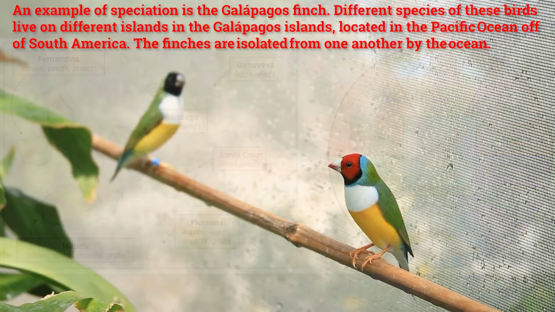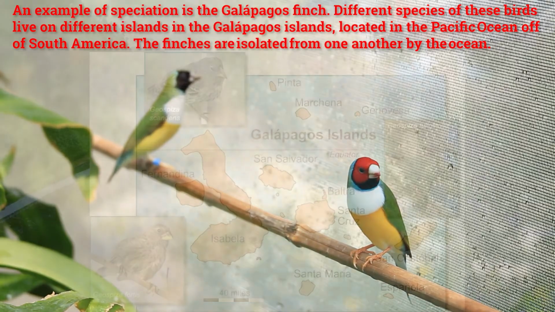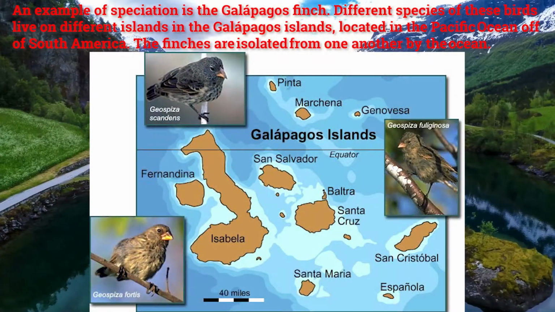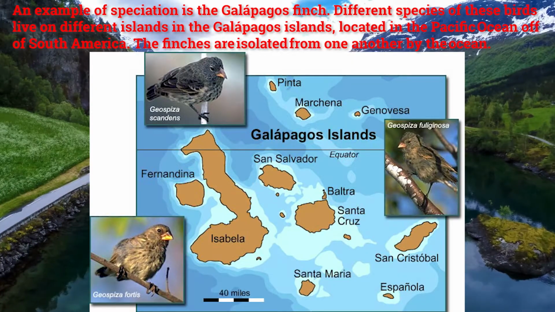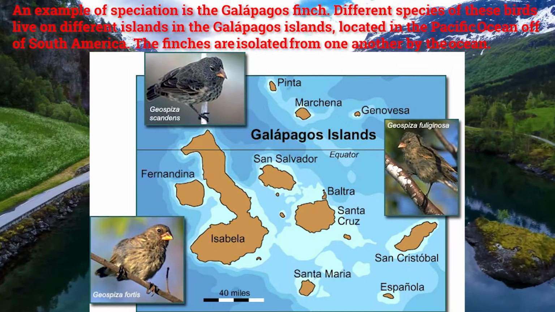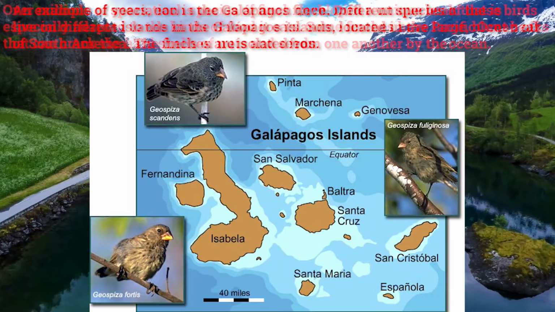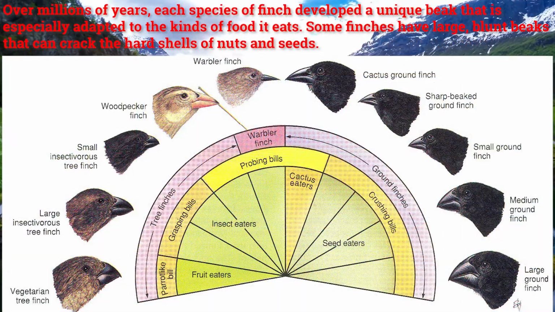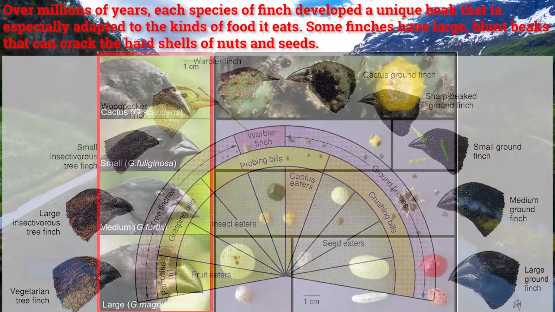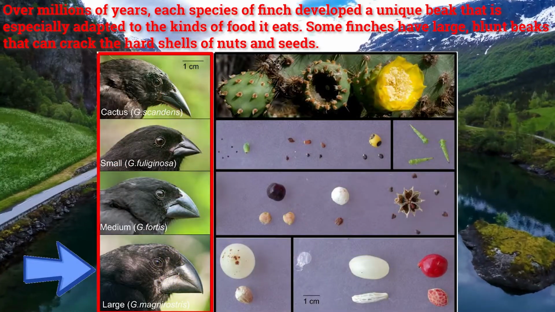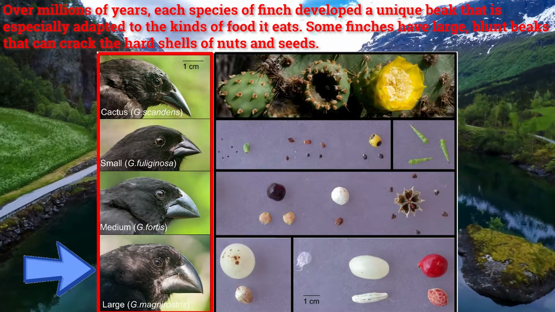An example of speciation is the Galapagos finch. Different species of these birds live on different islands in the Galapagos, located in the Pacific Ocean off of South America. The finches are isolated from one another by the ocean. Over millions of years, each species of finch developed a unique beak that is especially adapted to the kinds of food it eats. Some finches have large, blunt beaks that can crack the hard shells of nuts and seeds.